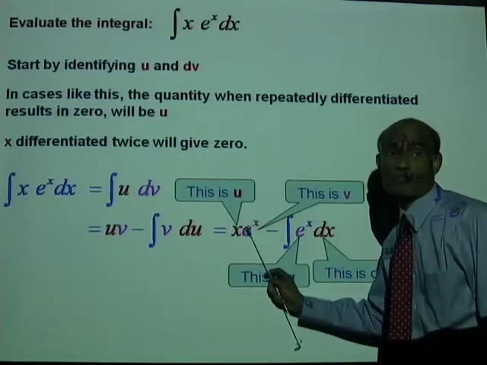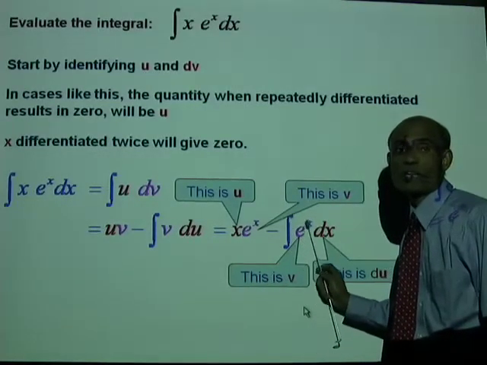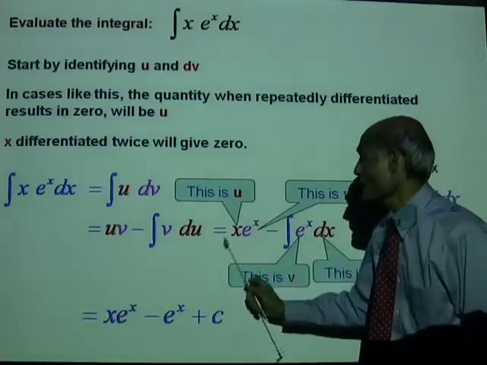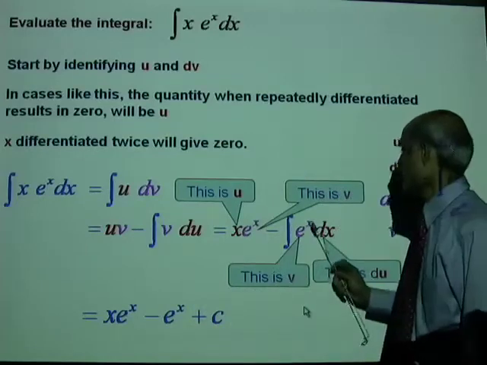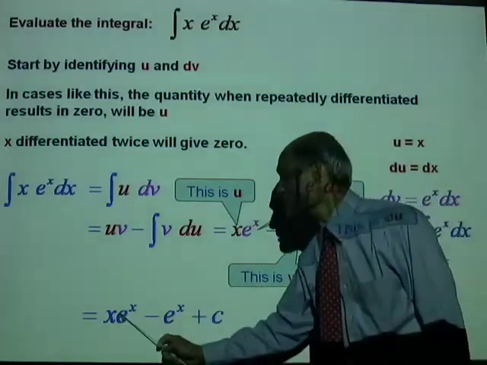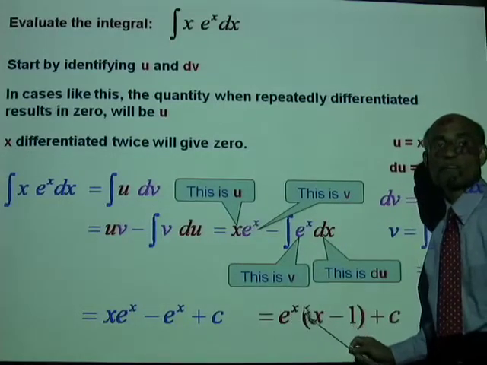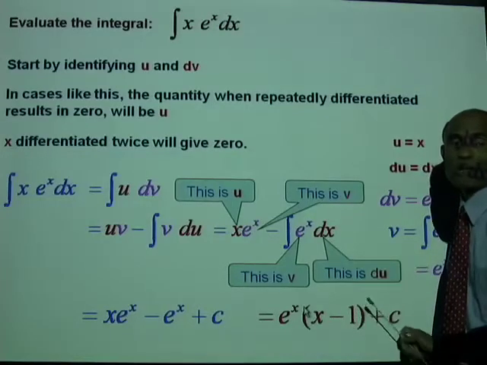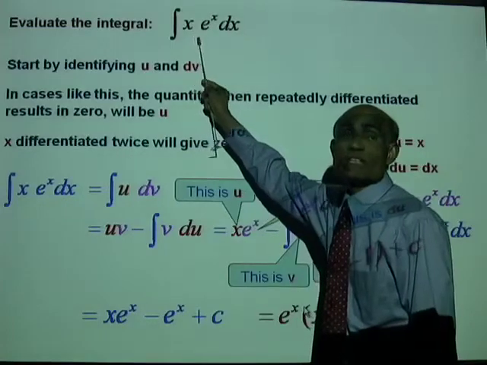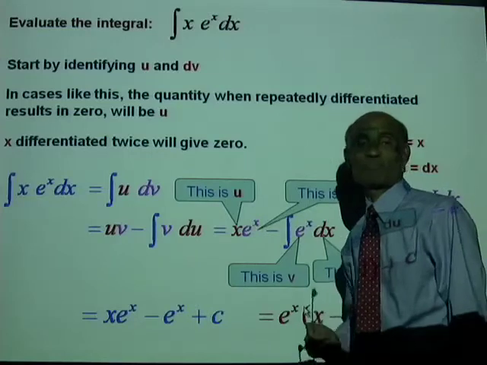This will be, that remains the same, x e to the power of x minus integral e to the power of x dx is e to the power of x. So that will be x e to the power of x minus e to the power of x plus c. And you can factor out an e to the power of x. So the result is e to the power of x times x minus 1 plus c. So you can see by integrating this by parts, it was actually made very simple.